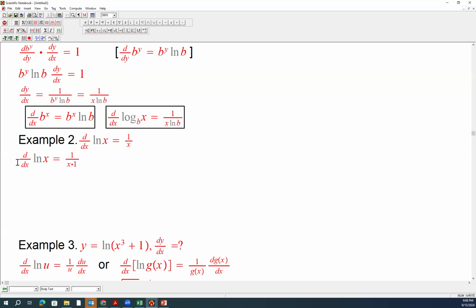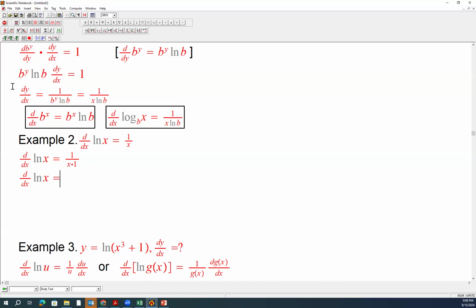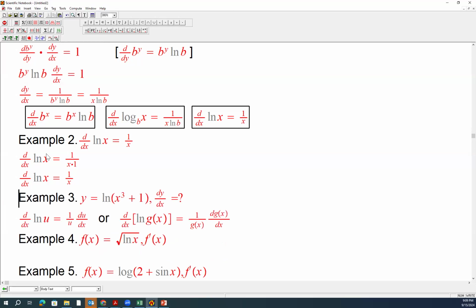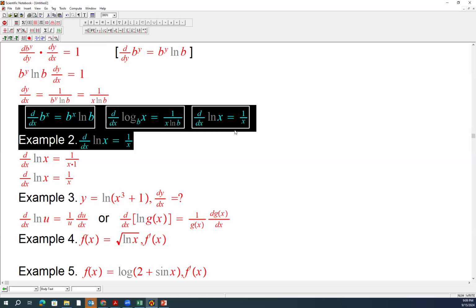Right? So this is how we got the derivative of ln x with respect to x is equal to 1 over x. Okay, so we got this formula as well, right? It's a very useful one. So we're accumulating our useful formulas now. So what we're going to do is take all three.